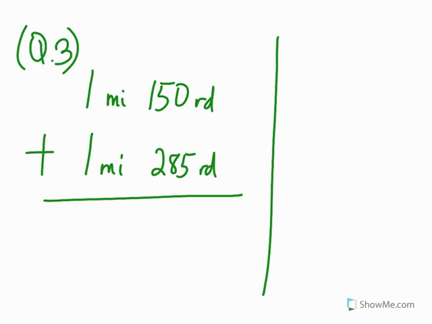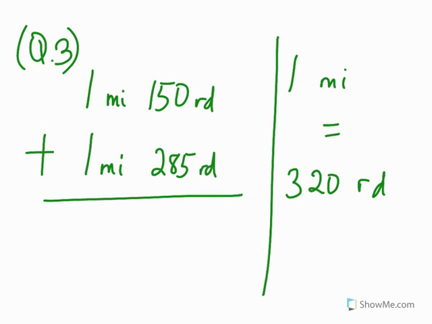Question 3. 1 mile, 150 rods, plus 1 mile, 285 rods. So we start from the smaller unit to the right. 150 plus 285 gives us 435. So we now ask ourselves, what is the relationship between rods and miles? So we see that 1 mile is equal to 320 rods.